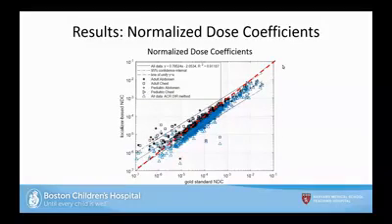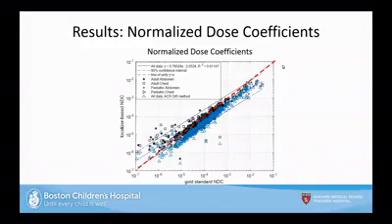Again, because we use the lateral and AP measurements to calculate the scaling factor, the normalized dose coefficient, here I'm plotting the localizer-based normalized dose coefficient as a function of the gold standard, using the lateral and AP measurements we get from the CT axial image.